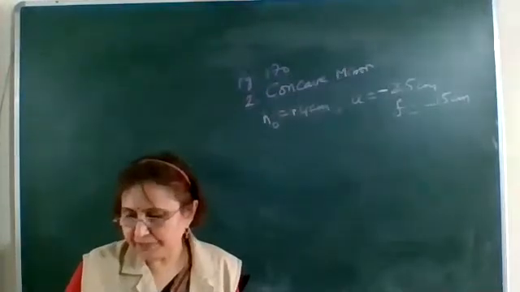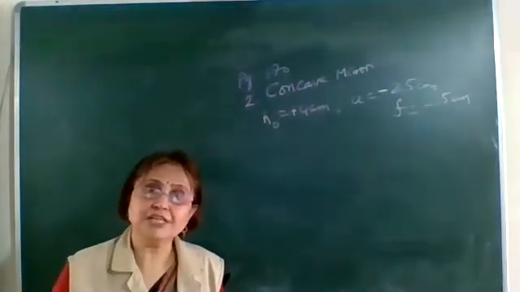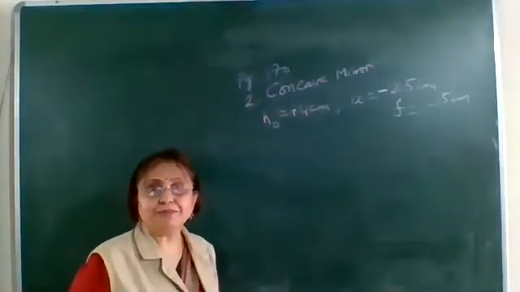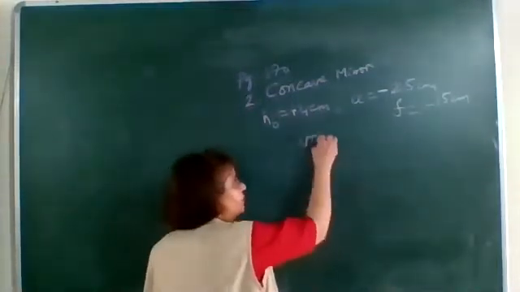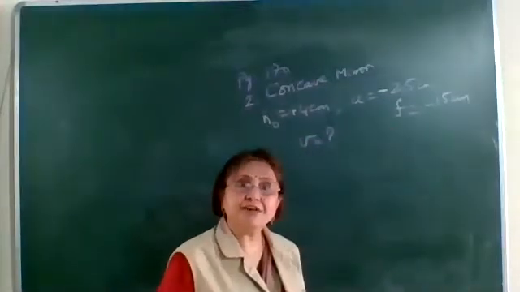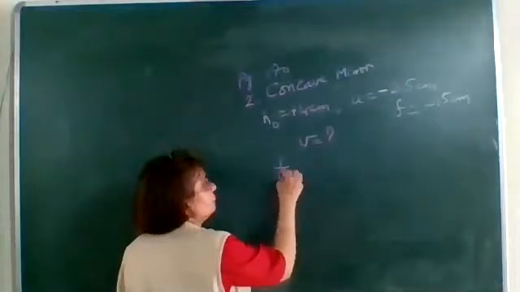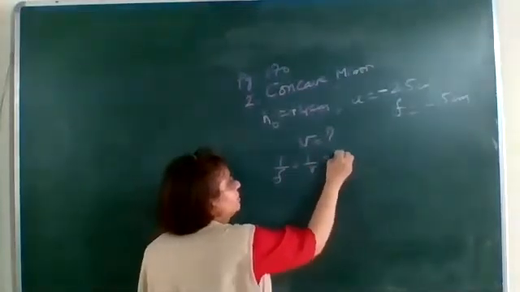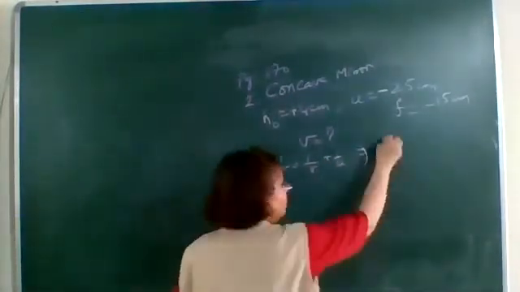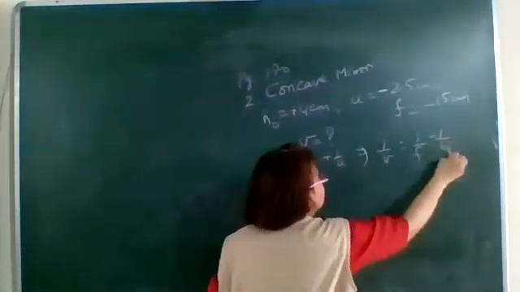At what distance from the mirror should the screen be placed? The image will be formed on the screen. That is, you have to find the distance of the screen from the mirror, that is, the image distance. Here U is given, F is given. Which formula will you use? Again the mirror formula, which is 1 upon F is equal to 1 upon V plus 1 by U. So 1 upon V is equal to 1 upon F minus 1 by U.